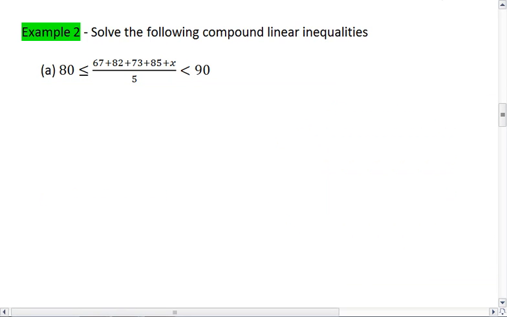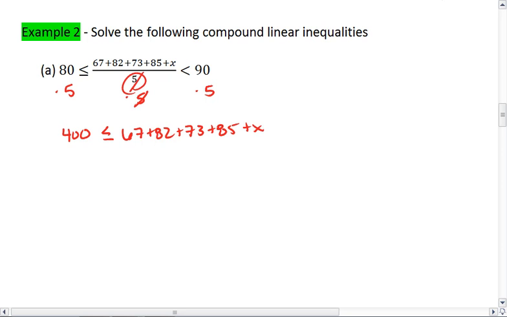For this first one, the first thing I would like to do is get rid of this 5. So I'm going to multiply all 3 sides by 5. This gives me 400 is less than or equal to 67 plus 82 plus 73 plus 85 plus x is less than 450. Now I'm going to simplify the middle. If I add these 4 terms up, I get 307, then I still have plus x. So 400 is less than or equal to 307 plus x, less than 450.